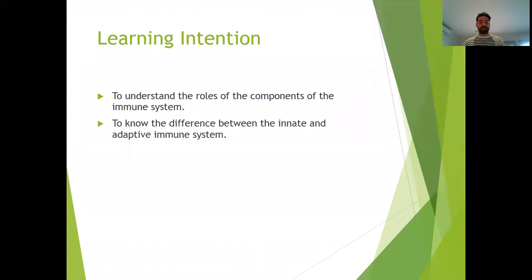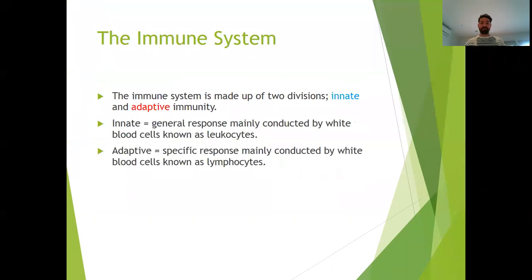So our learning intention for this video is to understand the roles of some of the components of the immune system and to know the difference between the innate and adaptive immune system. So the immune system, we've obviously got a highly complex immune system. It's very adapted to the way that we've survived over the last however many years. And there are two divisions of our immune system. One is called the innate division and one is the adaptive division.